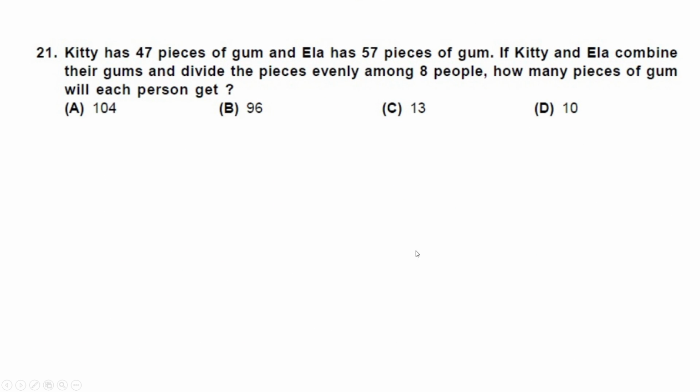The first question here is, Kitty has 47 pieces of gum, Ella has 57 pieces of gum. If Kitty and Ella combine their gums and divide the pieces evenly among 8 people, how many pieces of gum will each person get? Well, these are arithmetic questions, so be quick in solving it.